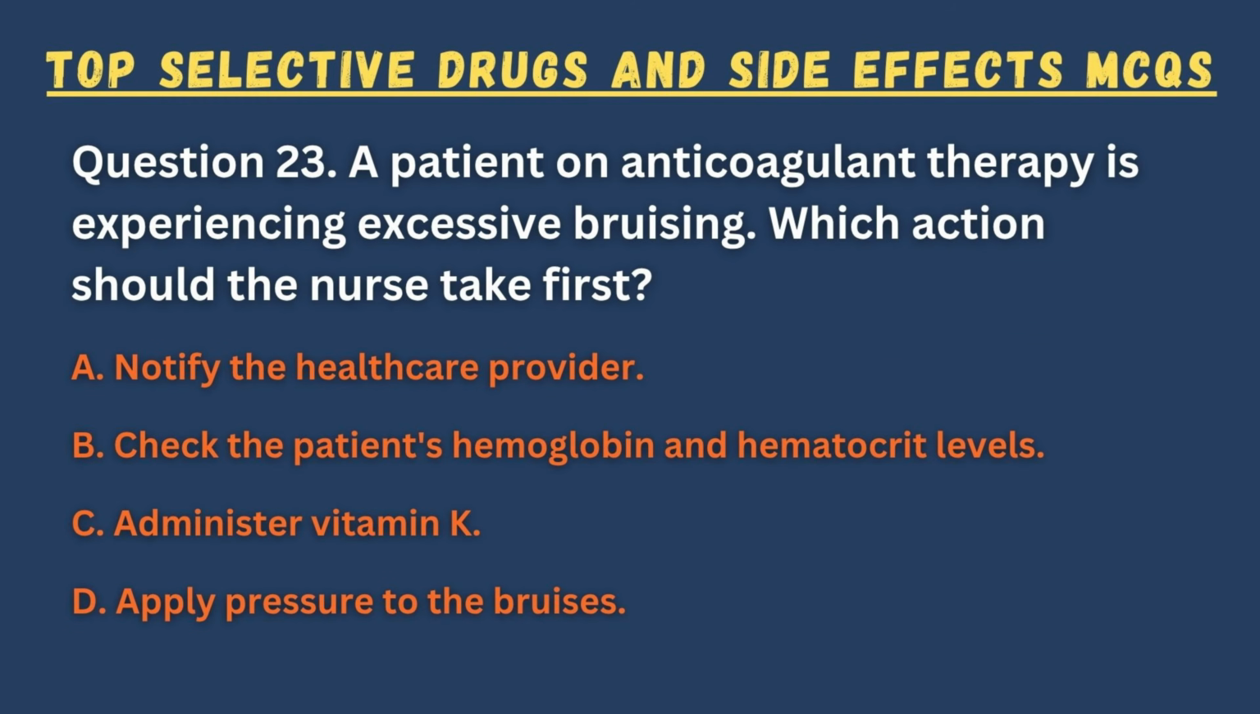Question 23. A patient on anticoagulant therapy is experiencing excessive bruising. Which action should the nurse take first? A. Notify the healthcare provider. B. Check the patient's hemoglobin and hematocrit levels. C. Administer vitamin K. D. Apply pressure to the bruises.